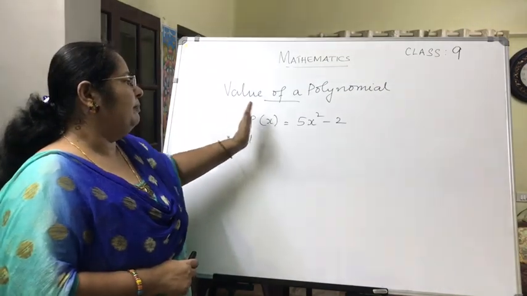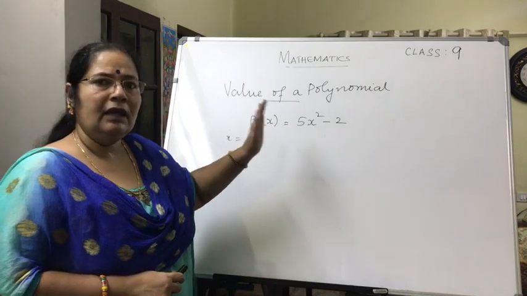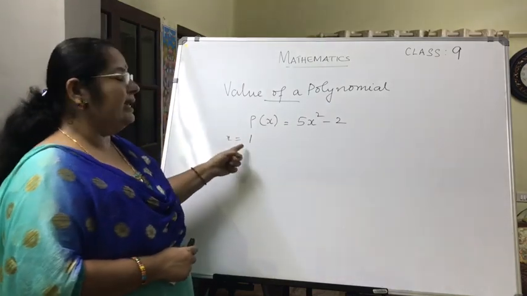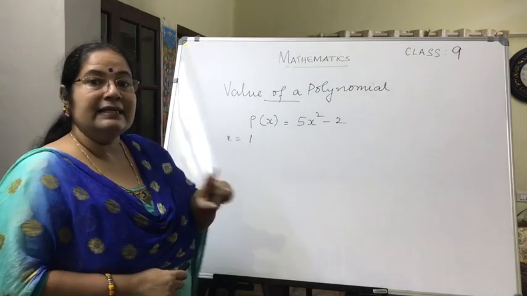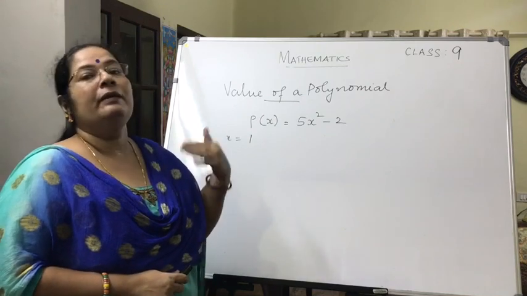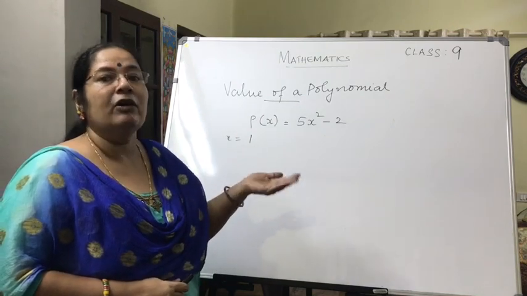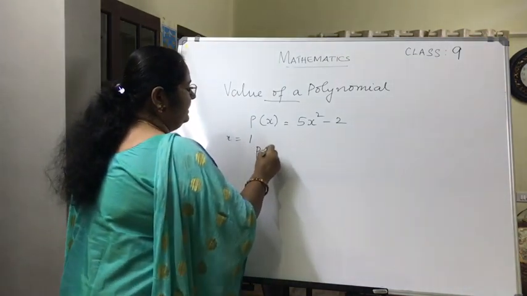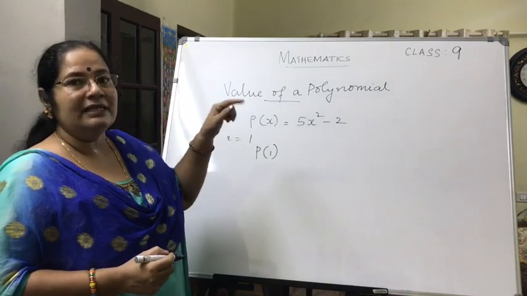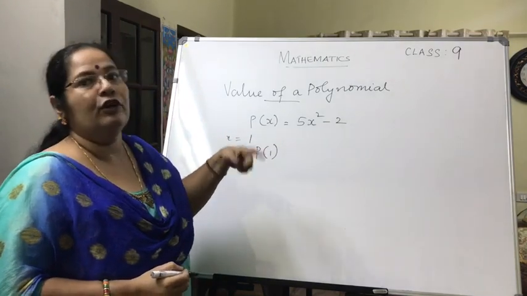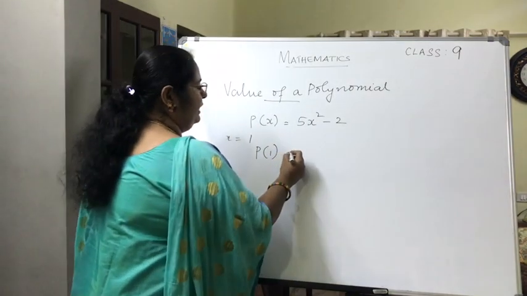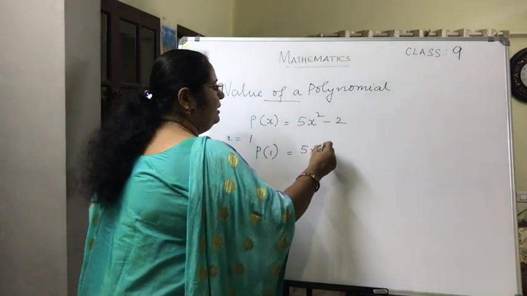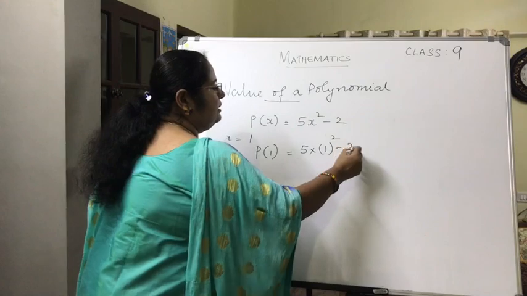What is the polynomial given? P of x equals 5x square minus 2. How will you do this? In place where the variable x is coming, you will assign this value. What is the value? x is 1. So instead of x, you will be substituting the value 1. So you can write this as P of 1, which means you are substituting the value 1 for the variable x. So P of 1 will be equal to 5 into, instead of x, the value 1, so 1 square minus 2.